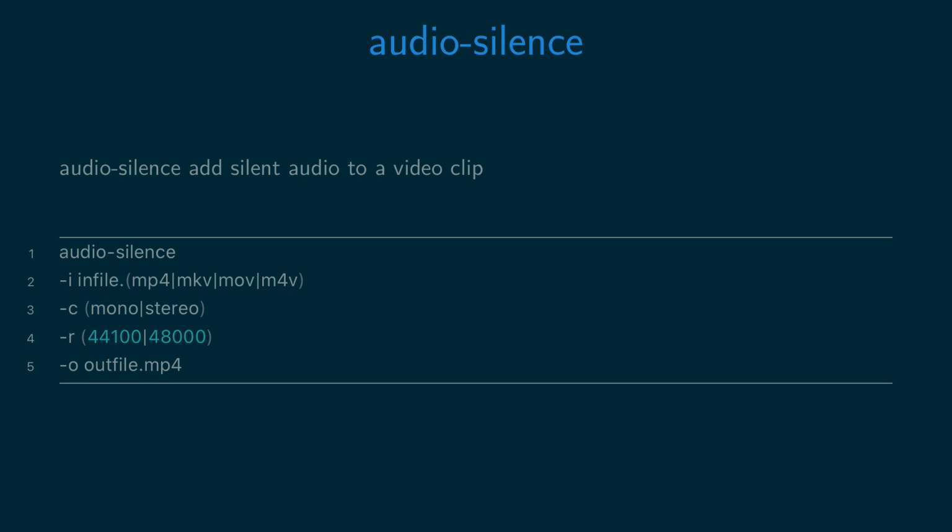Run the audio silent script with the -i option and then the path to a video file. Use the -c option to specify either mono or stereo for the audio track. The -r option lets you set the bitrate to either 44100 or 48000 Hz. The -o option lets you specify the out file name.